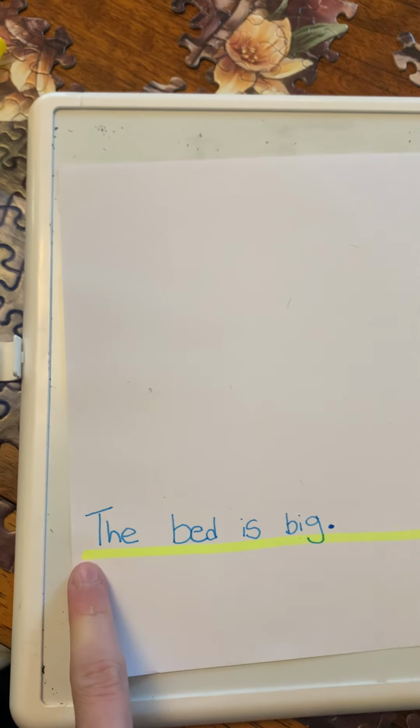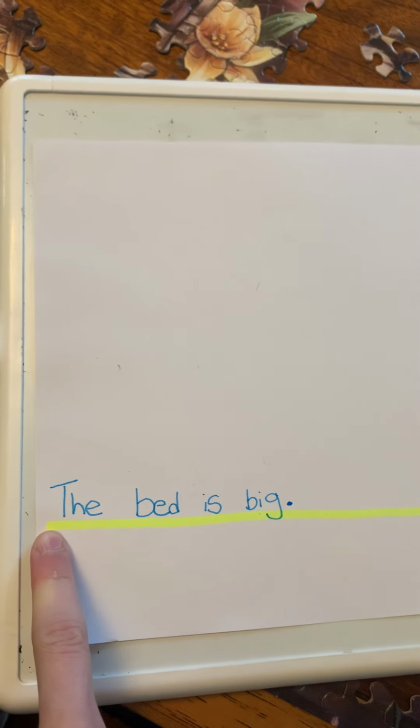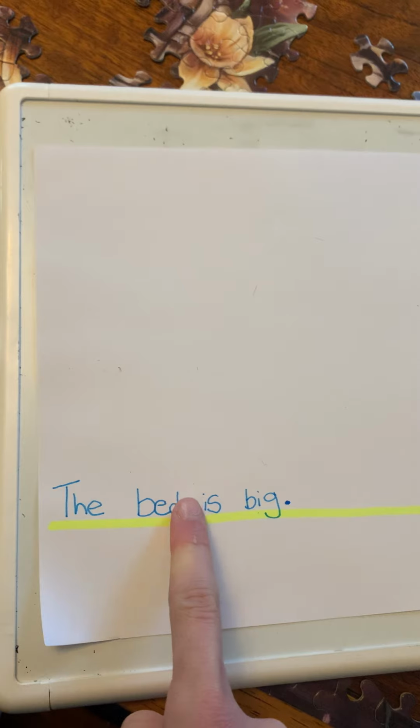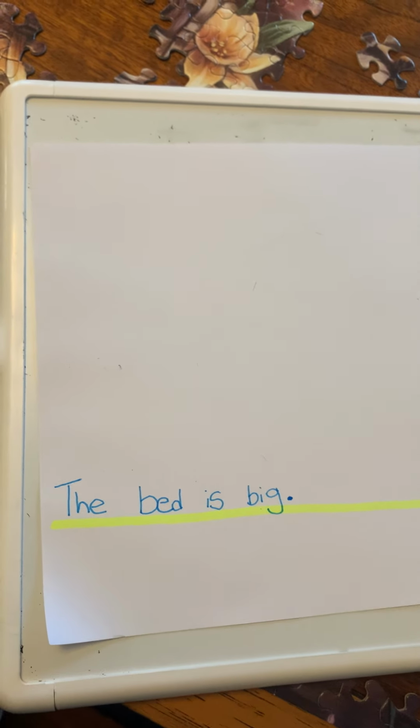So let's double check and make sure that I have done all the things I need to do when I'm writing my sentence. Do I have a capital letter at the beginning of my sentence? Yes, I do. Do I have finger spaces in between each one of my words? Yes, I do.